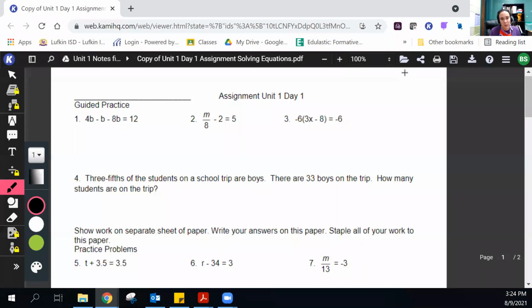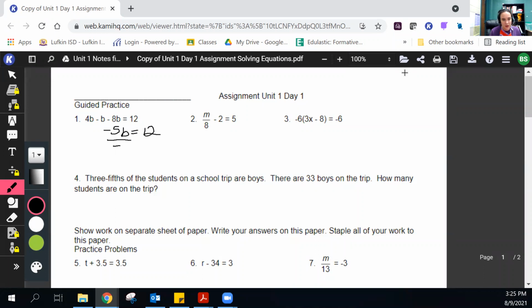Now we're working on the guided practice for solving equations. Our first equation is 4b minus b minus 8b equaling 12. So we need to combine our like terms. So 4b minus b is positive 3b, and 3b minus 8b is negative 5b, equaling 12.